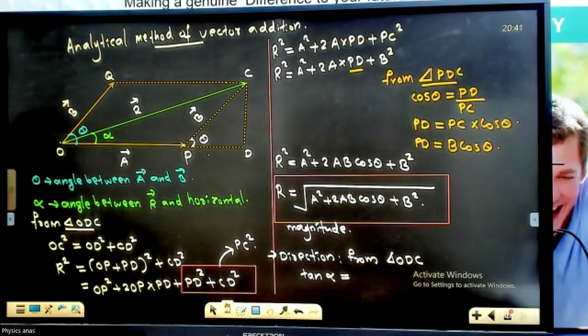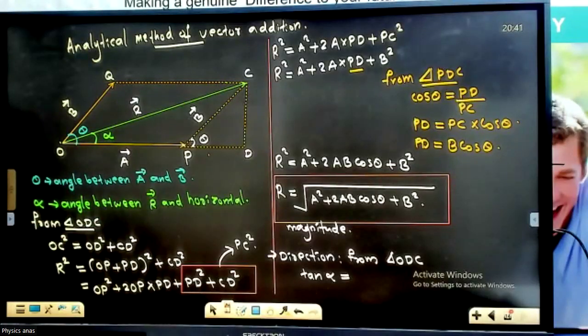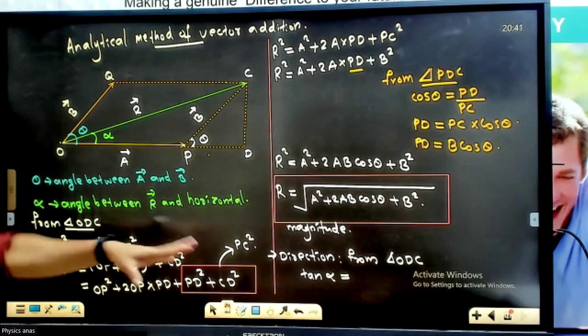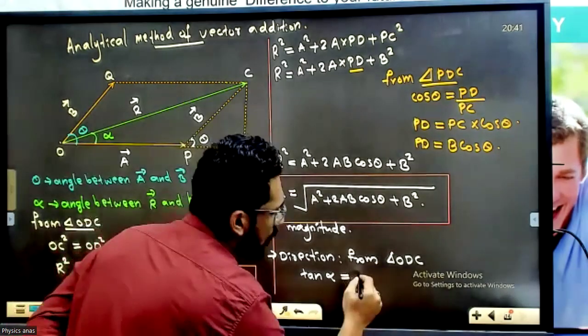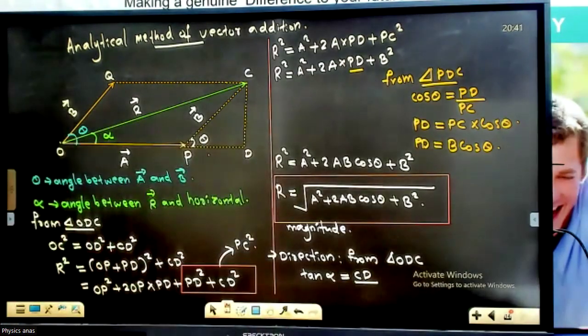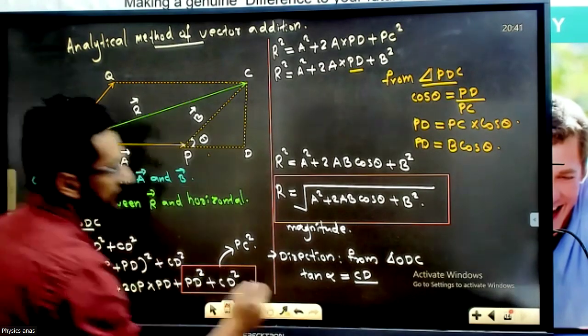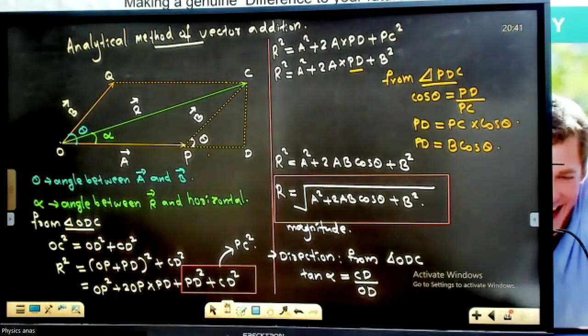So if I am taking tan alpha, what will be that? Opposite side divided by adjacent side. Just look at it. Opposite side divided by adjacent side. Which is the adjacent side? That's OD.